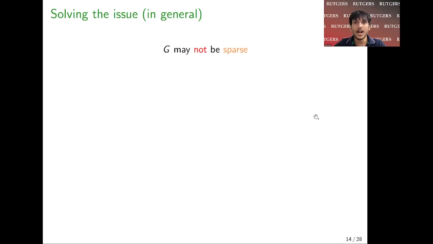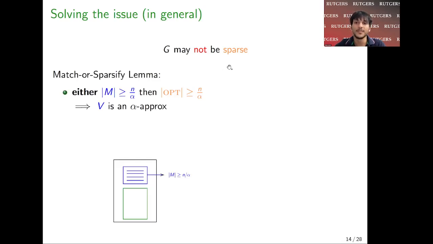So now the question is, how do you solve this issue in general? Because G may not be sparse, right? And now we have this lemma that comes to save us. We call it the match or sparsify lemma. So this lemma gives us a matching M such that either M is very large, it has a size of at least n over alpha.